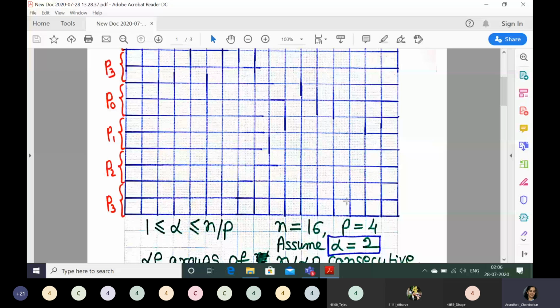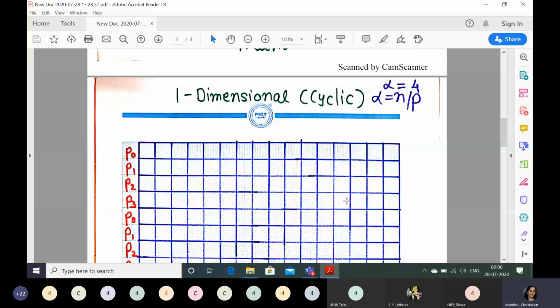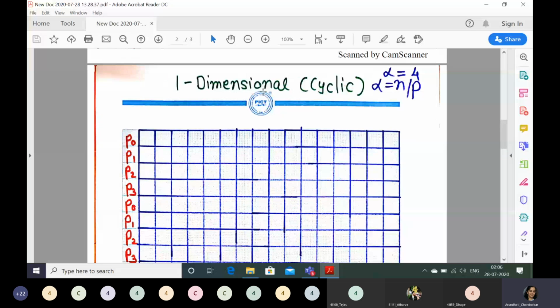So next case is one dimensional. I am focusing on one dimensional only, don't get confused. So row wise, not column wise. I have taught you this also. One dimensional. Now cyclic. So for cyclic, I am substituting alpha is equal to n by p. N is equal to 16. Again, same case, same problem or data. P is equal to 4. So alpha is equal to 4.